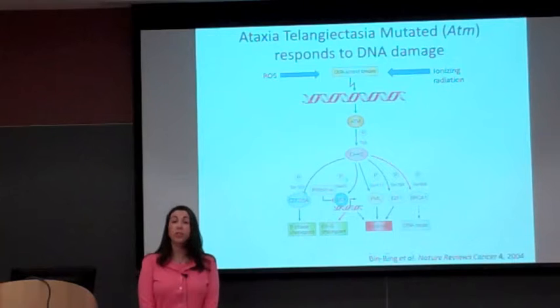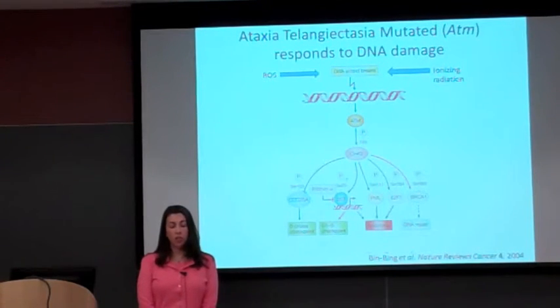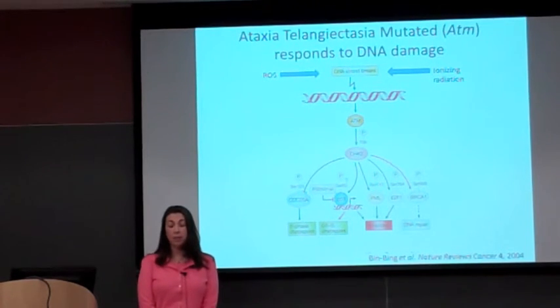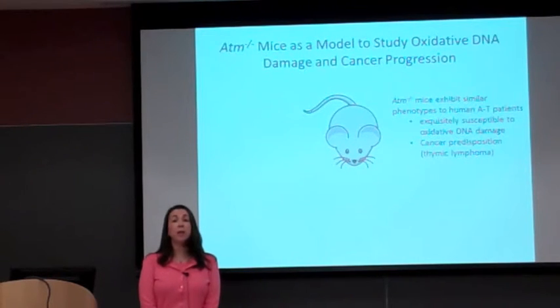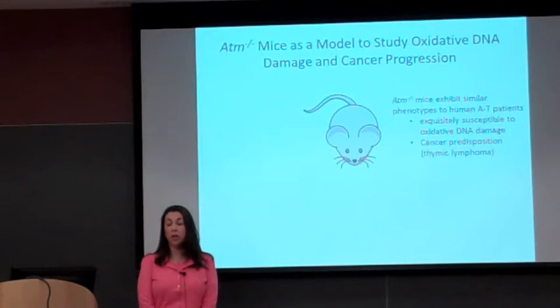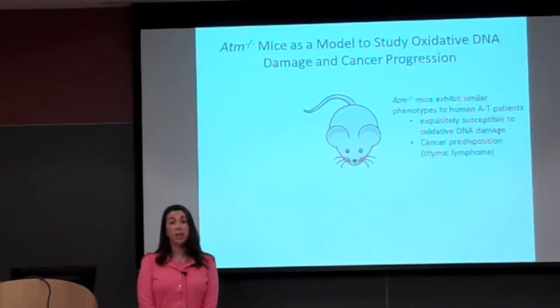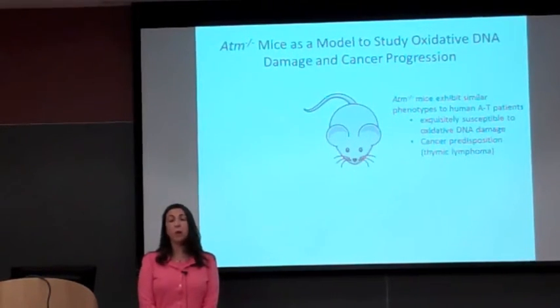In fact, when mutations occur in the ATM gene in humans, a genomic instability syndrome called ataxia-telangiectasia occurs. These patients have an inability to deal with programmed double-stranded breaks that occur during meiosis, immune system maturation, and telomere maintenance. There is a mouse that is null for the ATM gene due to a targeted mutation. These mice are exquisitely susceptible to oxidative DNA damage and exhibit similar phenotypes to the human syndrome, such as cancer predisposition. That is why the ATM null mouse was chosen as a model in this study.